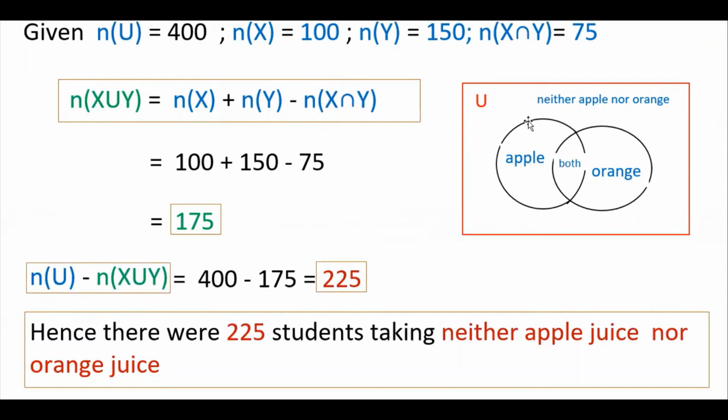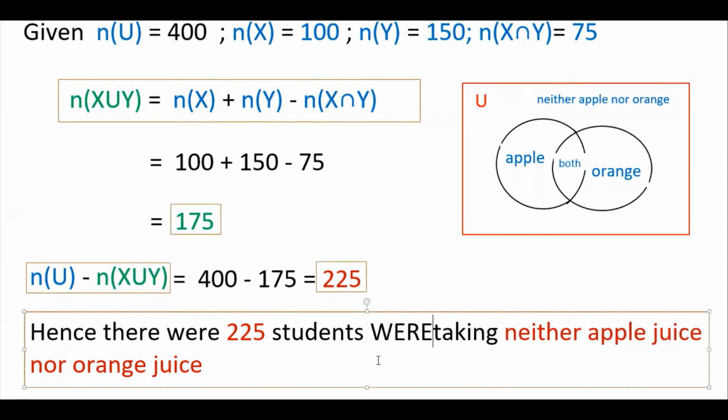So if you see this Venn diagram, you will understand. The students who are taking apple juice are this one, and here the orange juice, and both are this one. And the students who are taking neither apple juice nor orange juice are here only. So you have to find this value. So you have to subtract this full from the universal set. So n of U minus n of X union Y, that is 400 minus 175, that is equal to 225. Hence, there were 225 students taking neither apple juice nor orange juice.